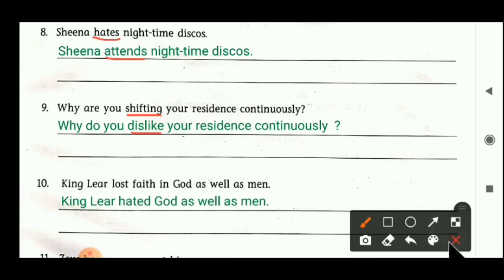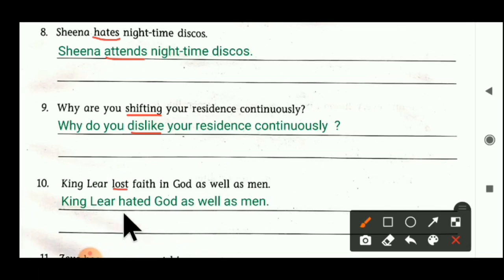Now the 10th number. King Lear lost faith in God as well as man. Here the word lost is used as a verb. We have to convert it, stative to dynamic and dynamic to stative.